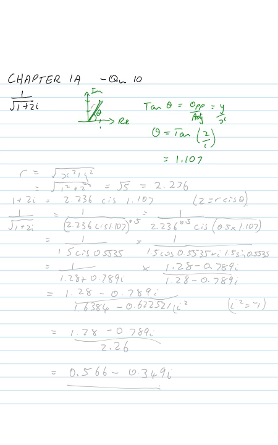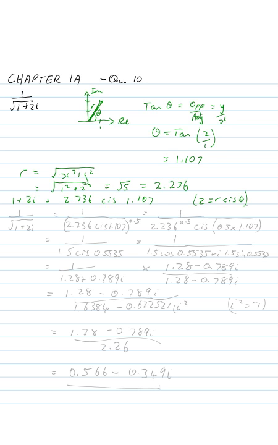Now we need to work out r, which is this length here. I'll label it as r. So using the square root of x squared plus y squared, my x value is 1 and my y value is 2. That gives the square root of 5, and that works out to 2.236. Now we can say that 1 plus 2i is equal to 2.236 cis 1.107, where I'm using the rule that z is equal to r cis theta.